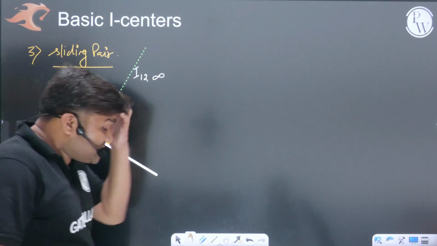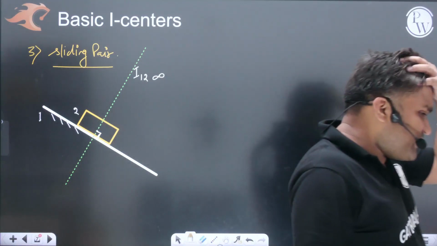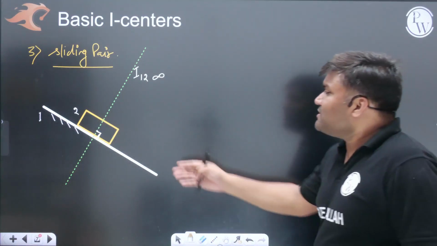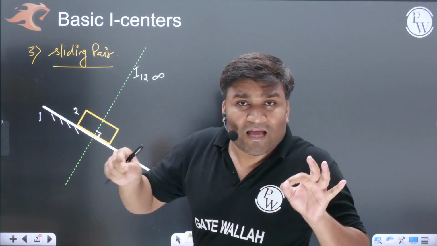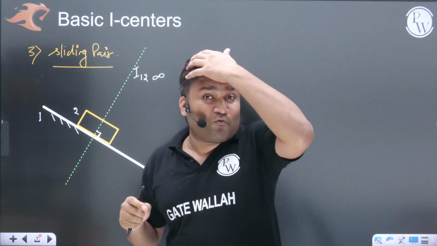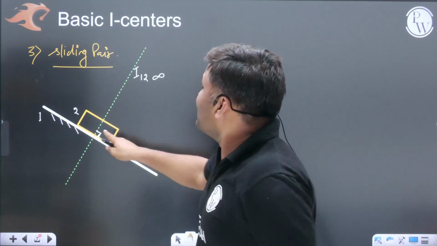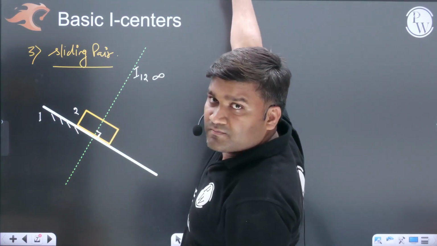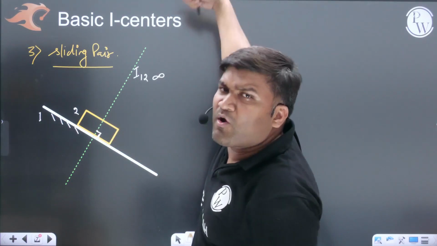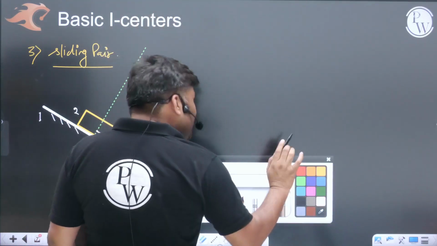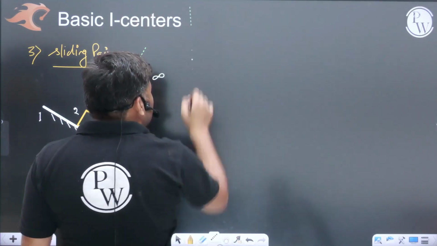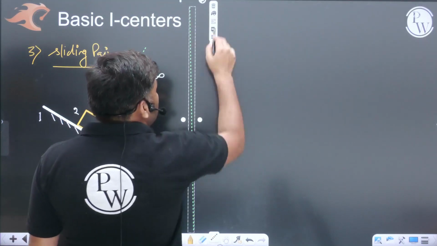And why is this I center at infinity? Actually this link is having pure translation, linear motion. And if you want to see linear motion as a rotation, you have to sit at infinity. Fourth thing. These are the basic I centers. Everybody must know about these things.